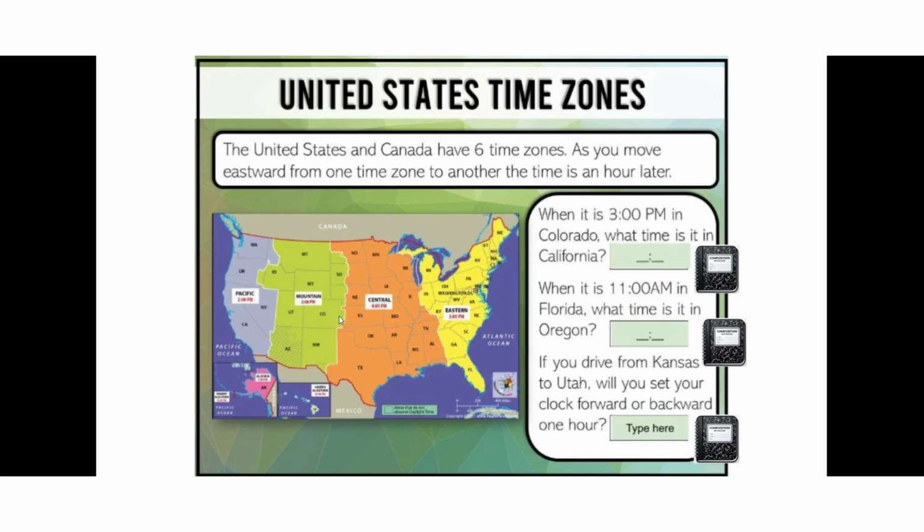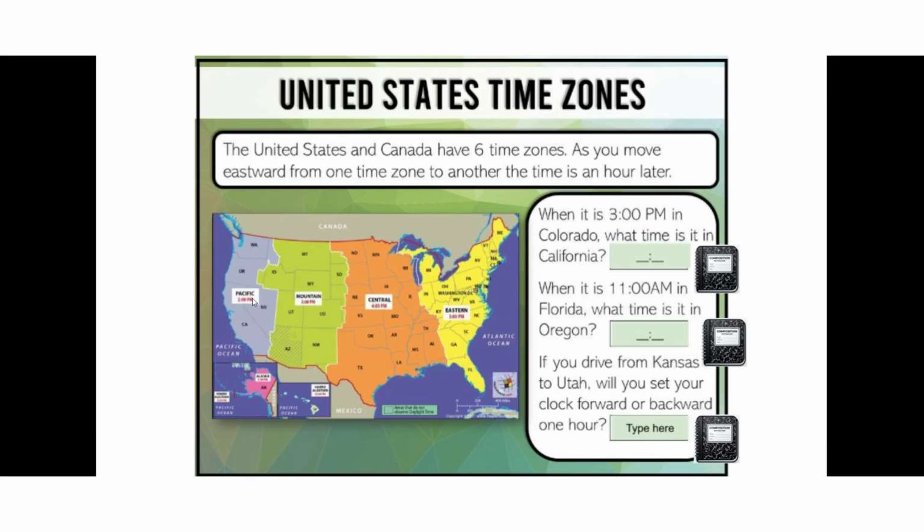So the state of Colorado is right here in Mountain Time. And the question is if it's 3 o'clock in Colorado, what time is it in California? California is located right here in the Pacific time zone. Really, we just need to count backwards because it's earlier. It's an hour earlier when you go from Mountain to Pacific. So 3 o'clock, we're going to jump to 2 o'clock.